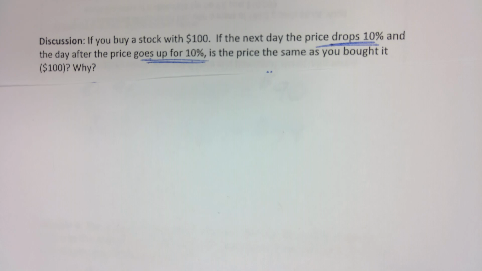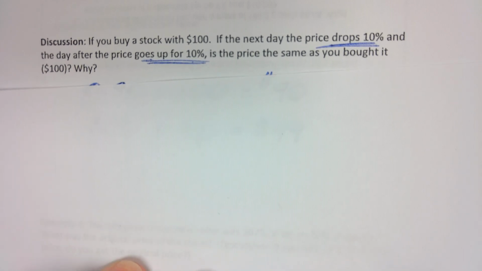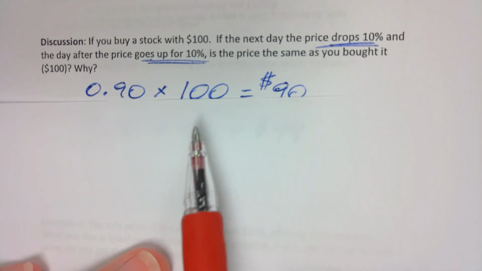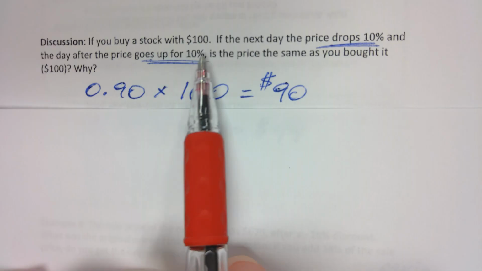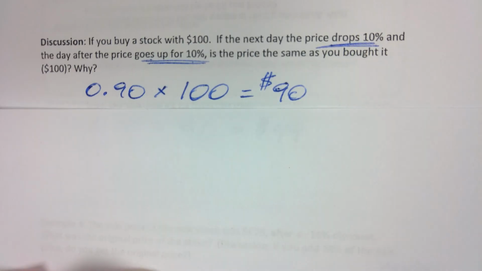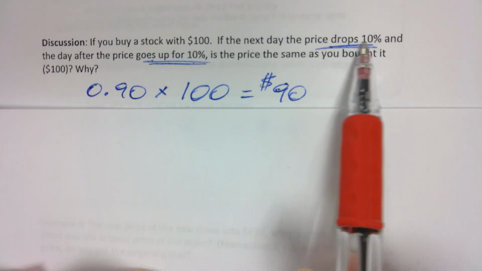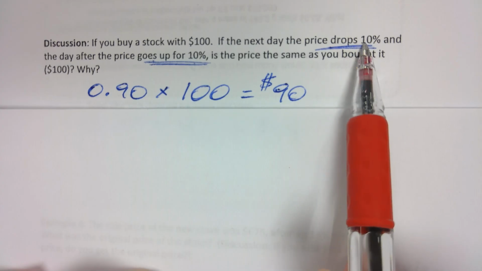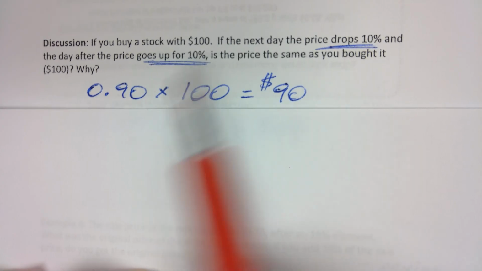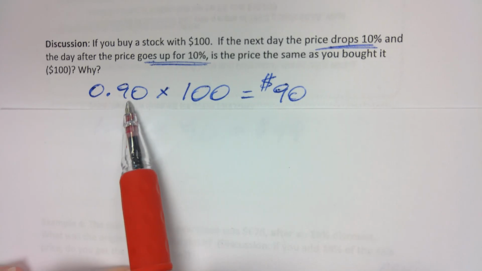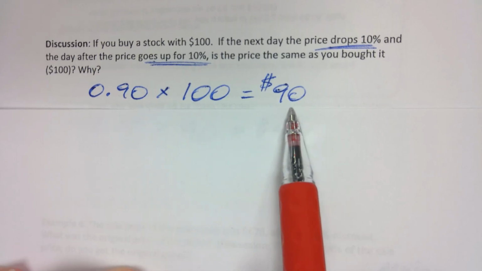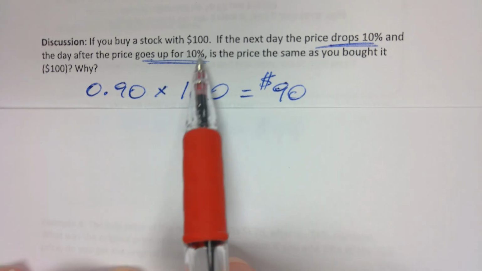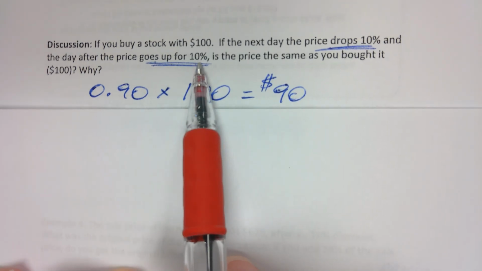Okay, why not? So, Eric, I think I saw your hand up first. Because 10% of 100 is not 10% of nothing. Okay, good. So if I were to show my work for this, I'm dropping 10%, which is like the discount. So I'm doing a 0.9 times 100, which is $90. All right. But then going up 10%, what am I timesing?